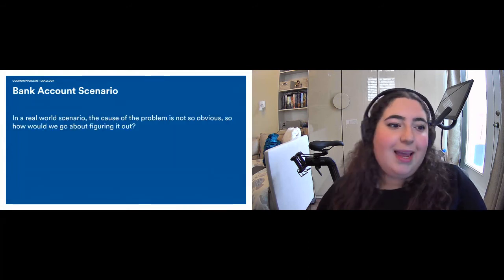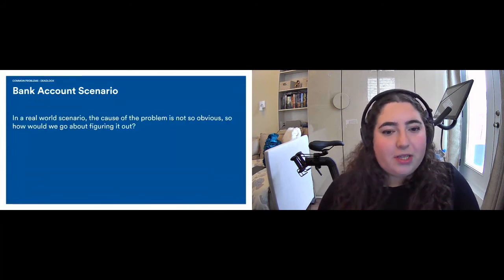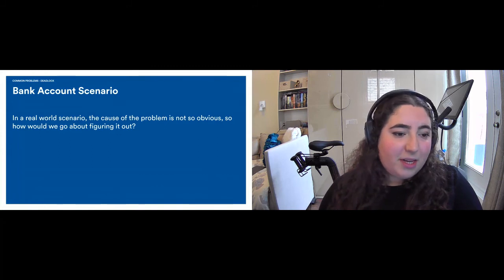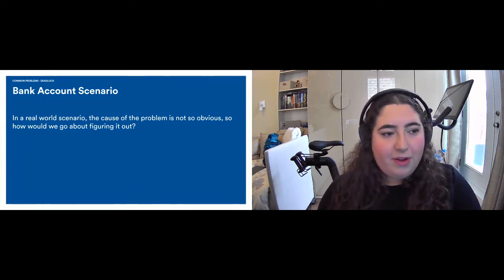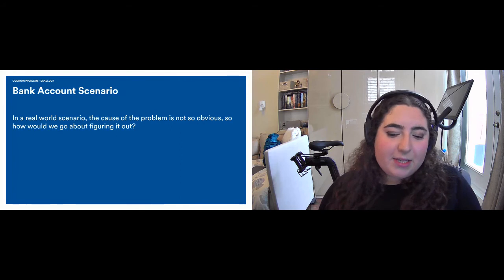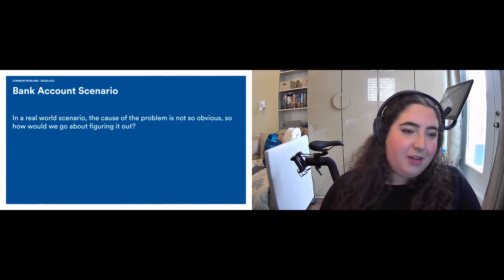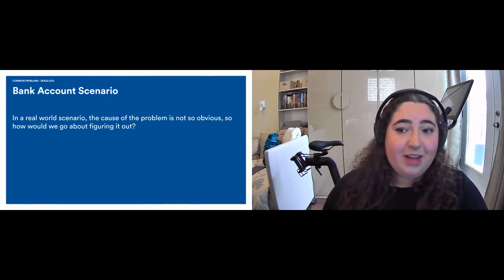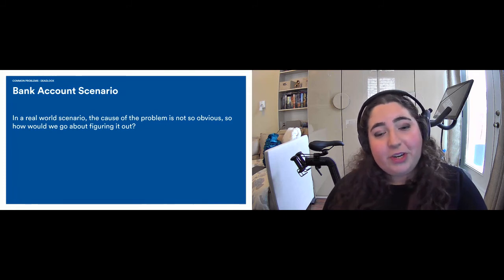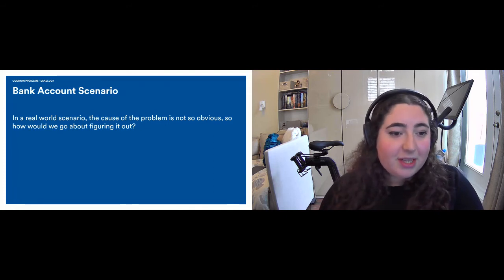So in a real world scenario, the cause of a problem is not so obvious. So how do we go about figuring it out? Like in this bank account example, we all know that it's clearly a deadlock. When you have hundreds of thousands of lines of code, it's not so simple to know that it's a deadlock.